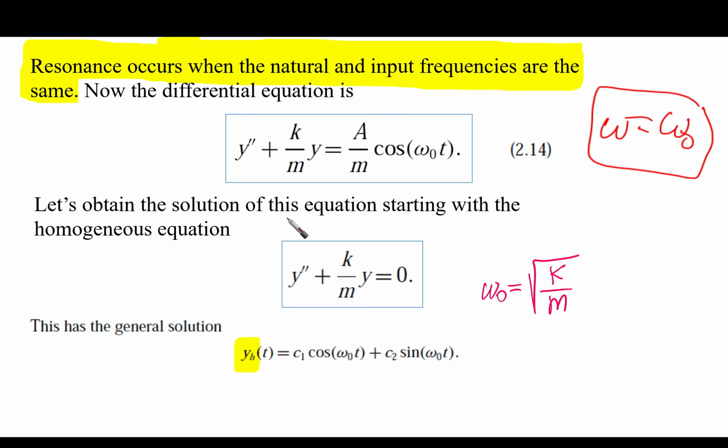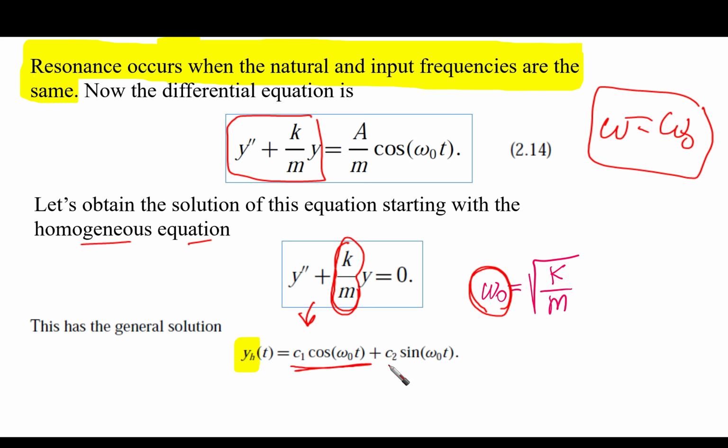Okay, let's obtain the solution for the equation starting with the homogeneous differential equation. The left hand side equated with 0, as you can see here. This k over m, as I said to you, is related to the natural frequency of the system, which equals the square root of k over m. This has the general solution. You know it, constant coefficients, so it is going to be c1 cosine omega naught t plus c2 sine omega naught t. I'm talking about omega naught, take care, not the forcing frequency, it is the natural frequency. Okay, so we obtained the homogeneous solution.